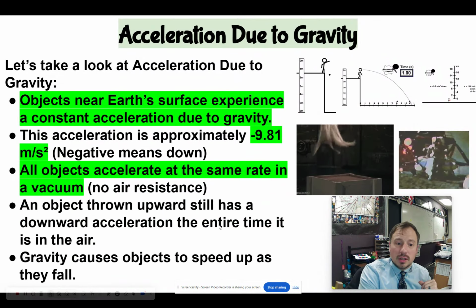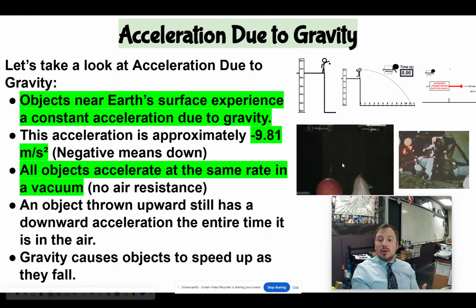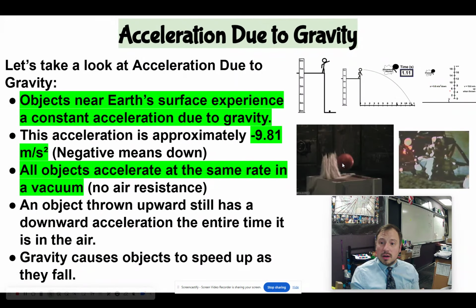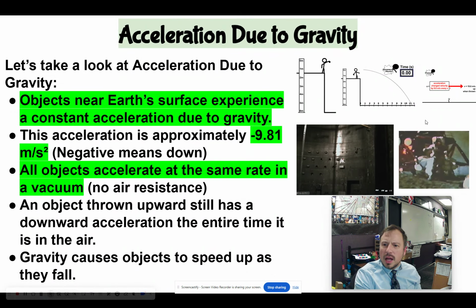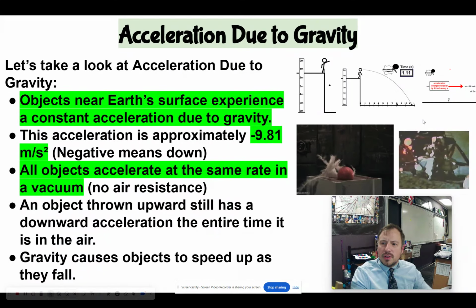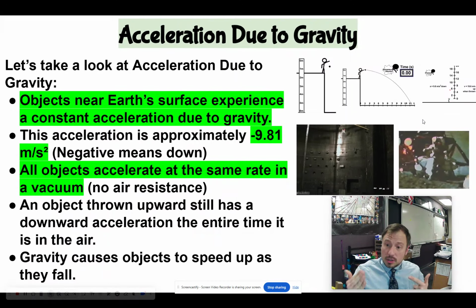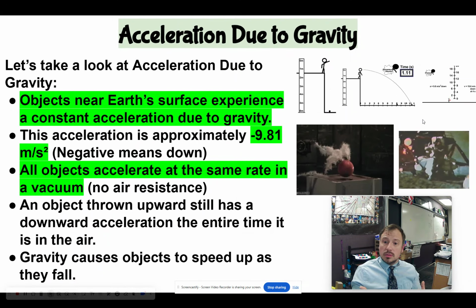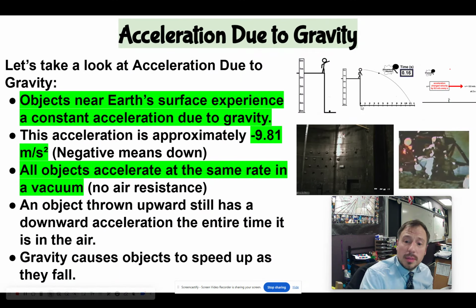So if a bowling ball and feathers are dropped in a vacuum, they're going to accelerate at negative 9.81 meters per second squared. I also put this little clip here of, I think, one of the Apollo 15 astronauts dropping a feather and a hammer on the moon. We notice they're accelerating at the same rate down because there's no atmosphere on the moon. It accelerates slower than Earth, but there's no atmosphere.